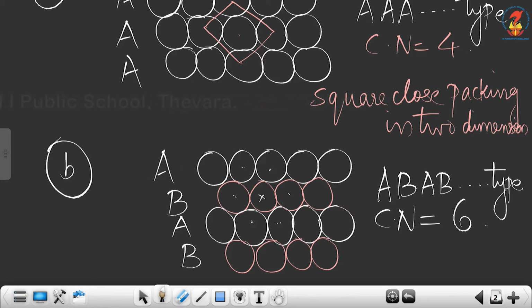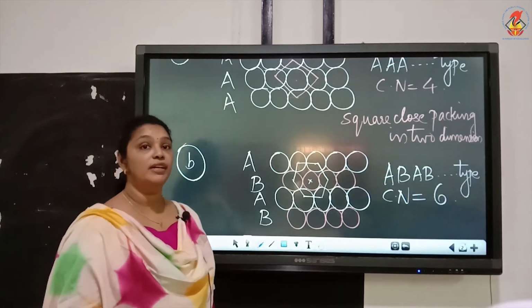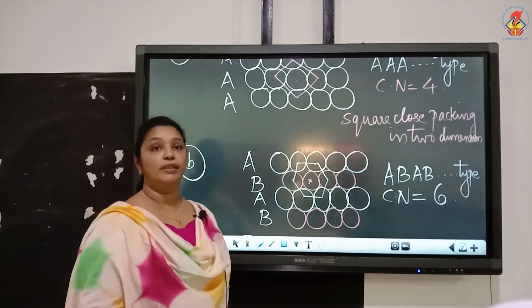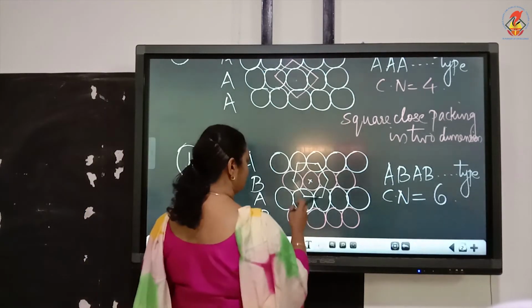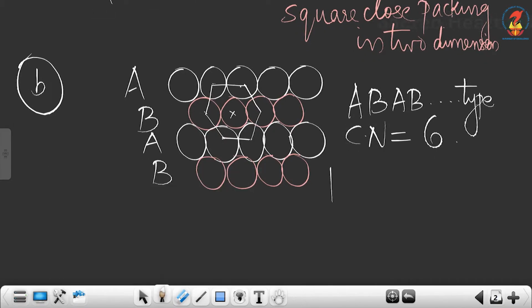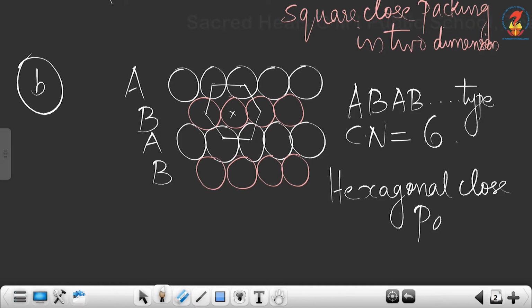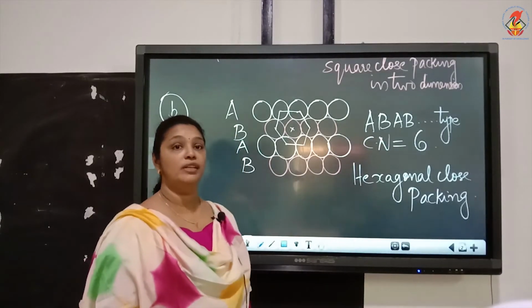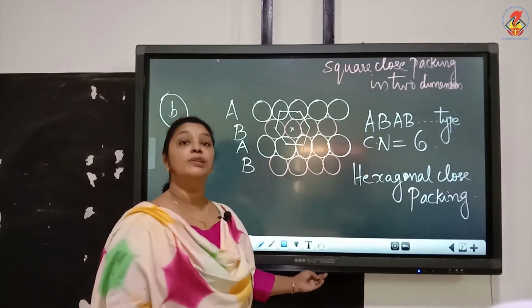And when I join the center of these spheres, what is the shape I get? I get the shape of a hexagon. So you can also call this type of arrangement hexagonal close packing in 2 dimension. And what is the coordination number of hexagonal close packing in 2 dimension? Coordination number is equal to 6.